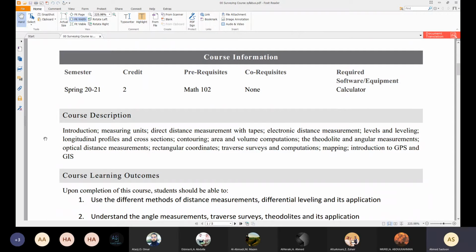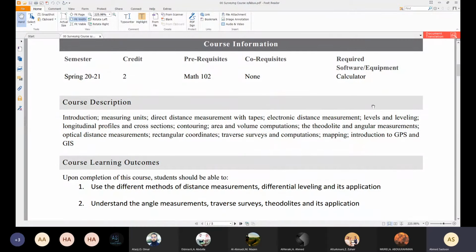So what is this course about? In this course, we are going to have an introduction to surveying. Through that introduction, we are going to know the importance of this course. Also, we are going to cover the measuring units. Mainly in surveying, we are going to measure distances, angles, and positions. Before that, we are going to go through a review of the units. Then we are going to talk about direct distance measurement with tapes and also using electronic devices.